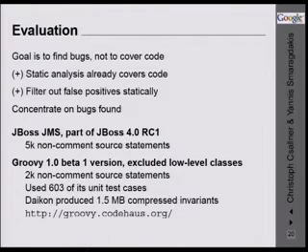Okay, and we evaluated our tool on 2 third-party applications. The first is a JMS component of JBoss, an open source application server. We used the 4.0 release candidate 1 version, and that part consists of 5,000 non-commented source statements. The second testee is Groovy 1.0 beta 1 version, where we excluded some low-level classes. The resulting classes are 2,000 non-commented source statements.